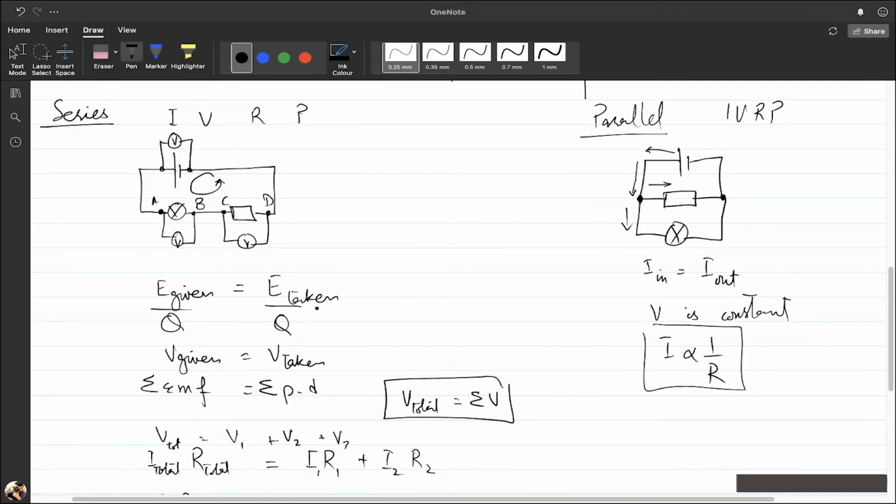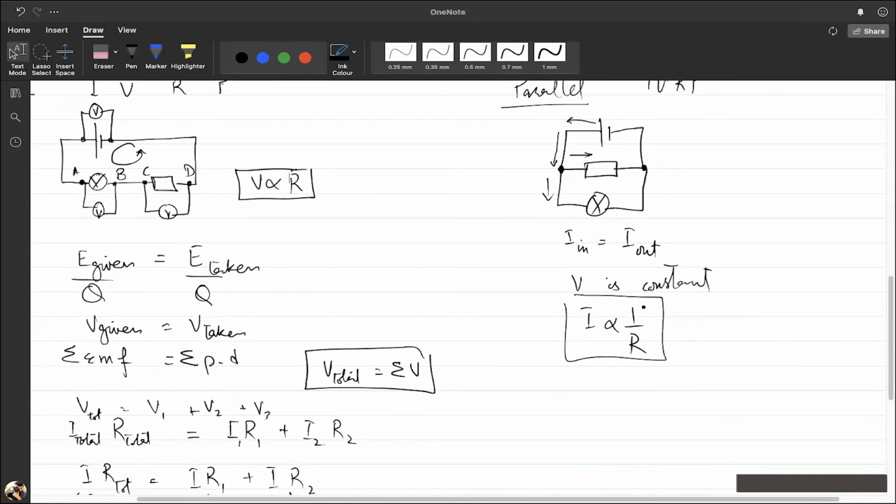In series, it was different because in series, it was the current that was constant. So we could say that voltage is directly proportional to resistance because current here is constant. But over here, we have a slightly different thing. Voltage is constant, which makes current dependent on resistance. So the more resistance there is, the less current will go there.